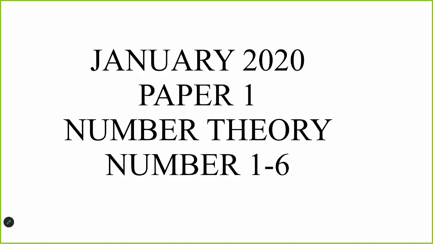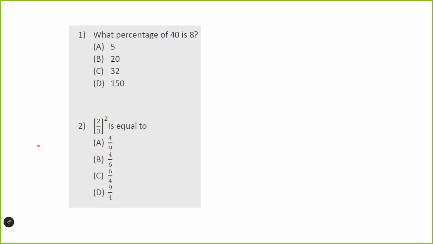January 2021. Let's look at January 2020, number 1, number 3, 1 to 6. Right? What percentage of 40 is 8? That's 8 is over, of. What is 8? What is of 40? So 8 over 40 multiplied by 100 over 1. 8 into 8, 1. 8 into 40, 5. 5 into 100, 20. This is a repeated question. We saw this several times, right?